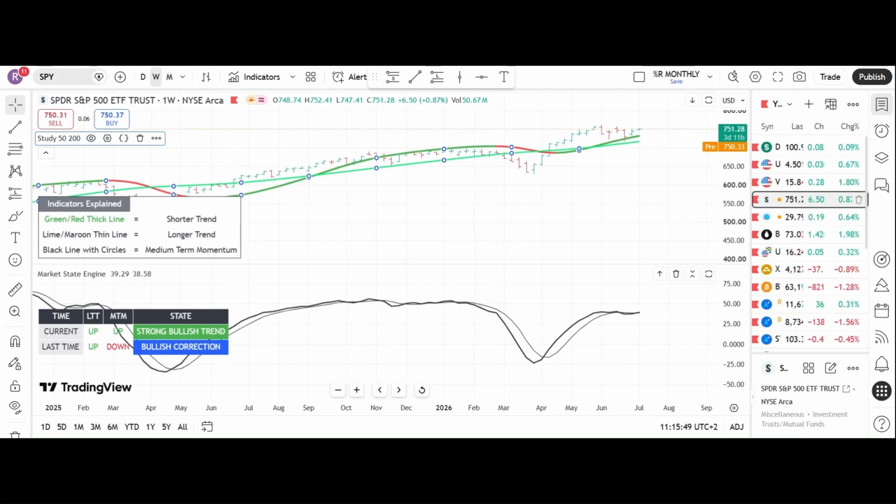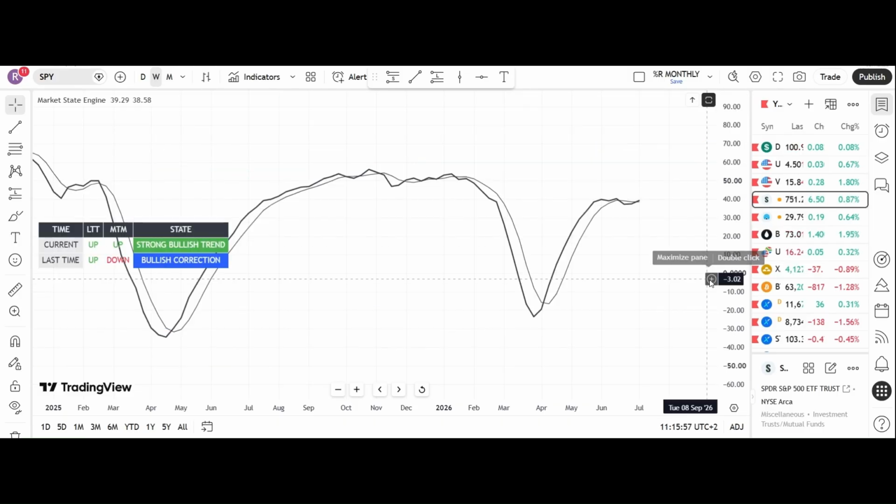The SPY has switched from its bullish correction last week to a strong bullish trend again. Here we can see that the medium-term momentum switched upwards over the thinner black line there.